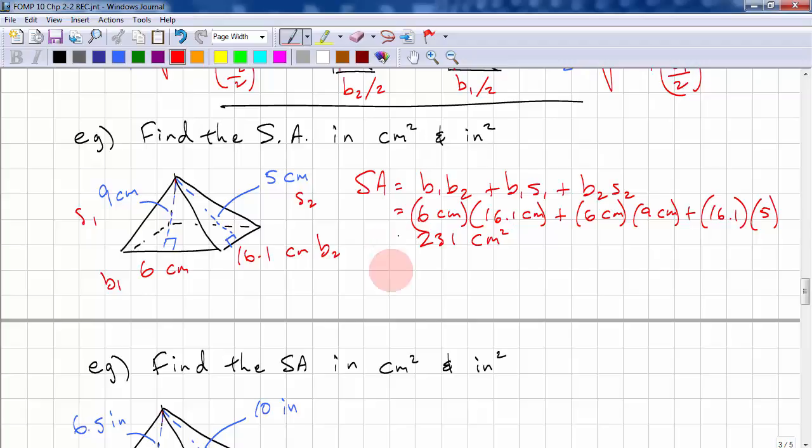And this should be approximately, we take our 231 squared centimeters. We need to multiply this by 1 inch over 2.54 centimeters, squared. And this gives us approximately 35.8 inches squared.